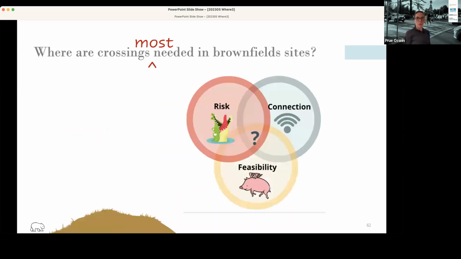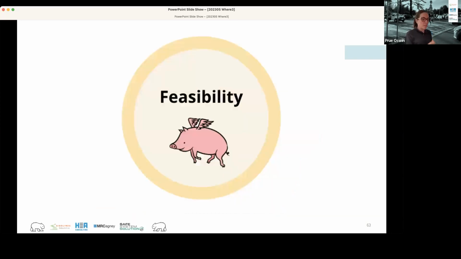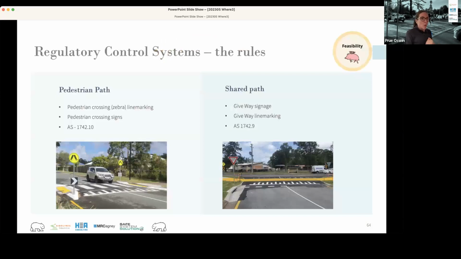So the model we used for brownfield sites is where are crossings most needed. And we think about risk, we think about connection, and we also think about feasibility. Hence the flying pig has been introduced to complement our crocodile. So feasibility. Talking about feasibility, there's places where we can install raised crossings, and we've got regulatory control systems and rules established in the Australian standards around that.